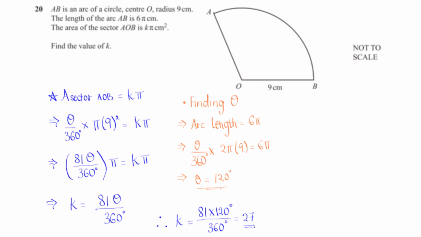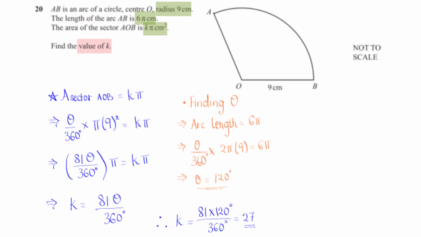AB is an arc of a circle, center O, radius 9 centimeters. The length of the arc AB is 6 pi centimeters. The area of the sector AOB is k pi centimeters squared. Find the value of k.